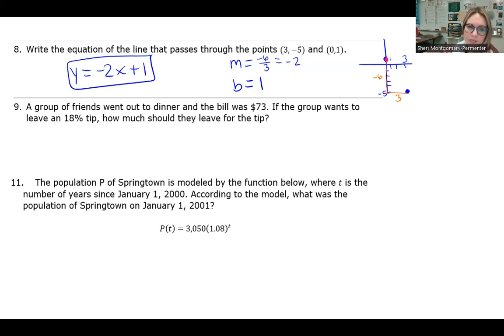The next question: a group of friends went out to dinner and the bill was $73. If the group wants to leave an 18% tip, how much should they leave for the tip? So if we're paying $73 and we want to know about an 18% tip, and it's going to be money.